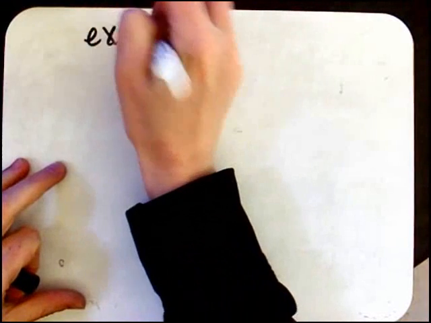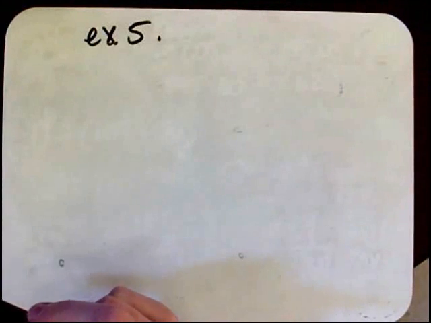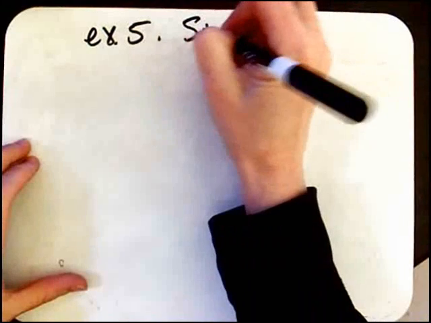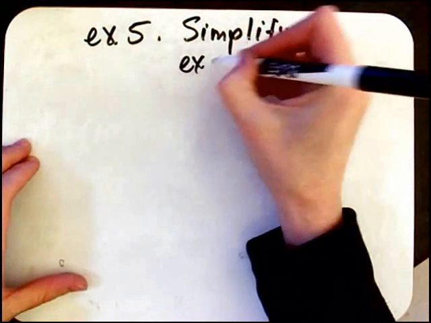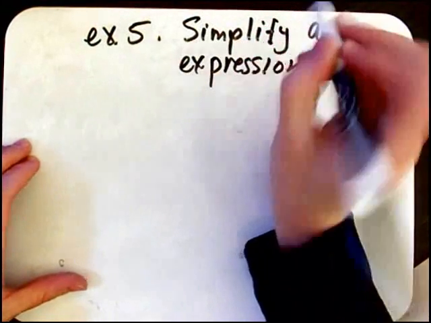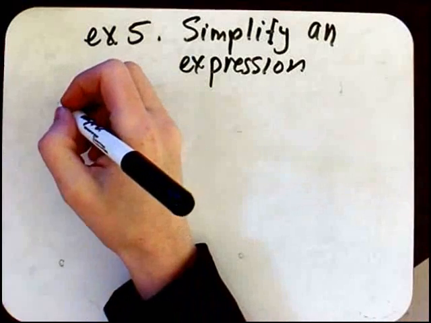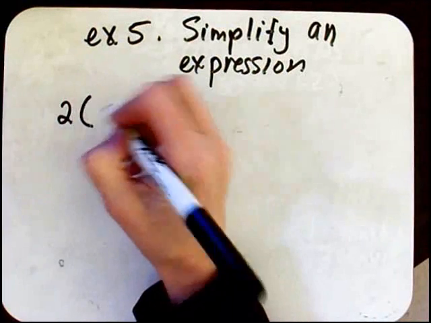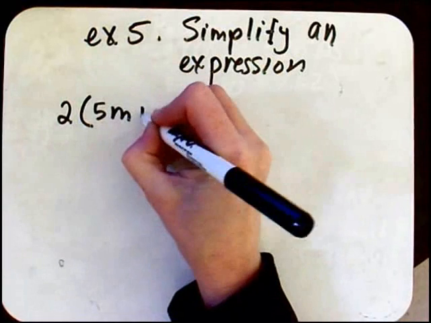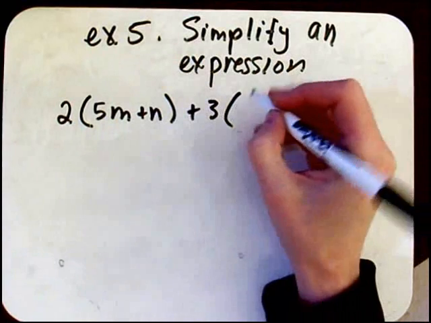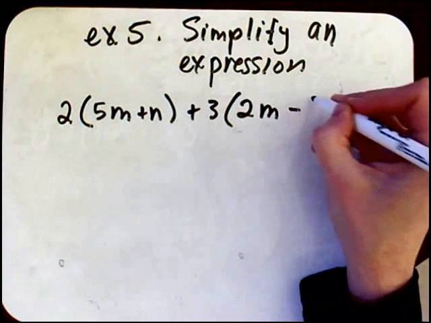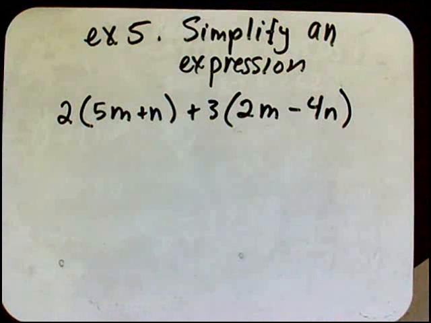All right, let's look at the last example of this section. This is simplified. So this is example 5. We're on page 14 still, 2/3 of the way down the page. So this time we're going to simplify an expression. What we have is the expression. It says simplify to open 5m plus n, close parentheses, plus 3 open parentheses 2m minus 4n close parentheses.